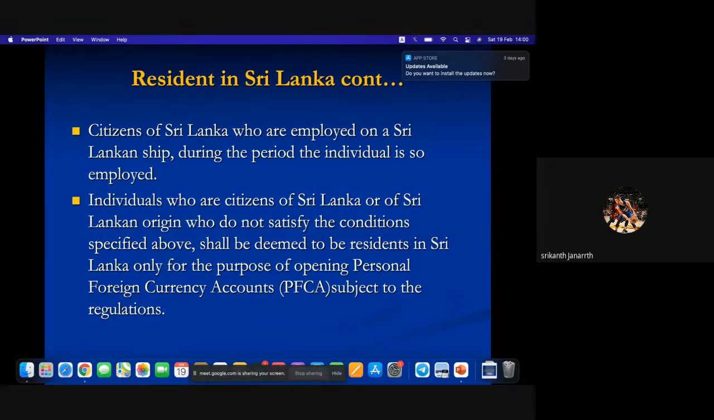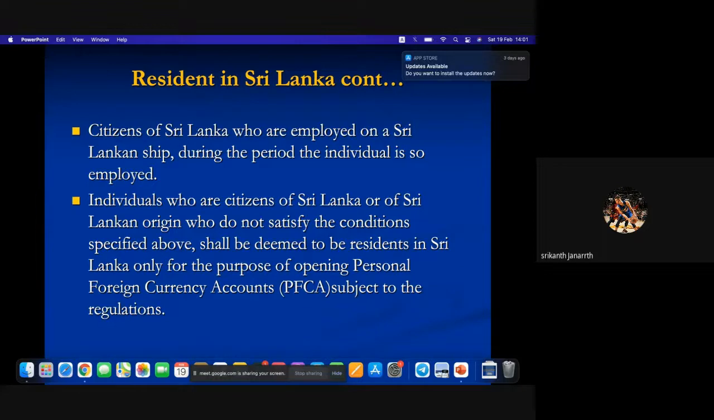So you now know, if anybody is holding a government capacity, working for a Sri Lankan vessel or working for a government, though they are physically working outside, those people are all treated as a resident because they represent the government, right? Individuals who are citizens of Sri Lanka or of Sri Lankan origin who do not satisfy. Yes. Now, the central bank, when they gave the definition of resident, they gave a deeming provision.